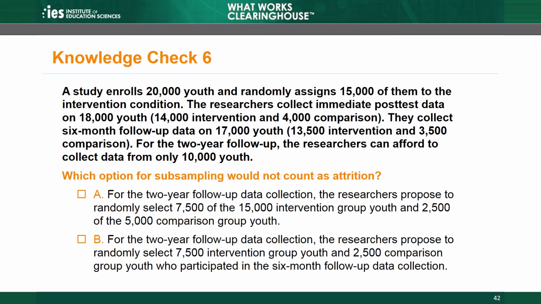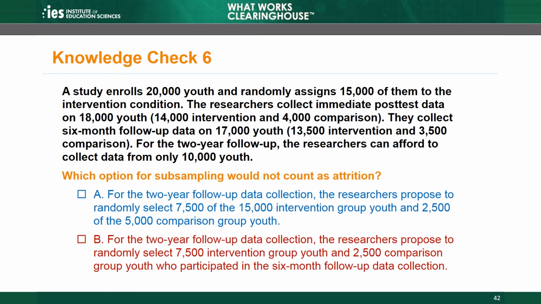B. For the 2-year follow-up data collection, the researchers propose to randomly select 7,500 intervention group youth and 2,500 comparison group youth who participated in the 6-month follow-up data collection. The correct answer is A. The subsampling does not count as attrition using this approach.